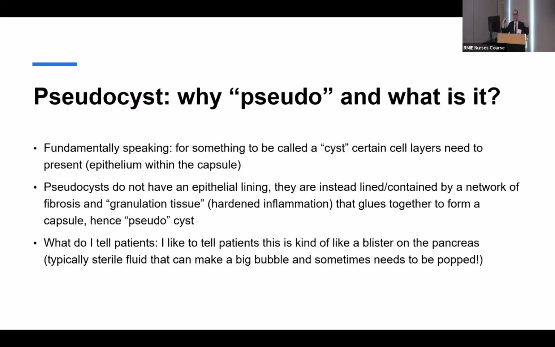It's just hardened inflammatory tissue, what we term granulation tissue. So this is just hardened goop that's forming to help encase this so it's no longer free fluid that glues together. That's why we call it a pseudocyst. We don't have these histologic layers that we see in a true cyst.